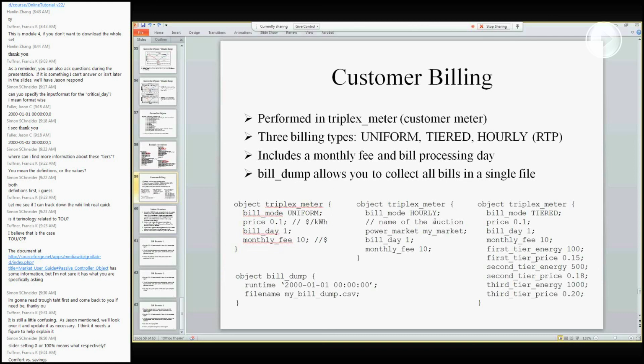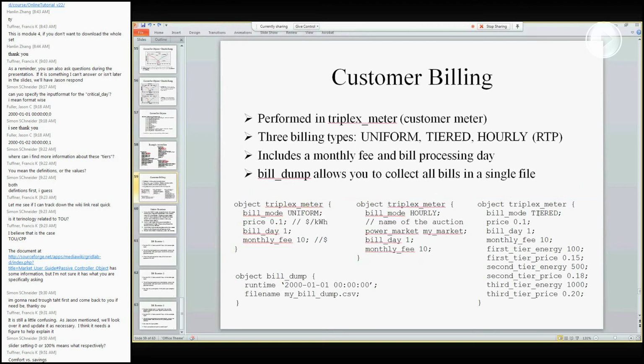Then we can move on to what we call hourly, but really it doesn't even have to be hourly. It can be minute by minute changes. What it's doing is processing real-time rates. So you activate this bill mode hourly. You tell it what its power market is. Again, this would be power market, say like market 1 or my market or whatever your auction object is that is broadcasting prices to your controllers. And it will use that broadcasted price to calculate the bill rather than a fixed rate or anything like that.